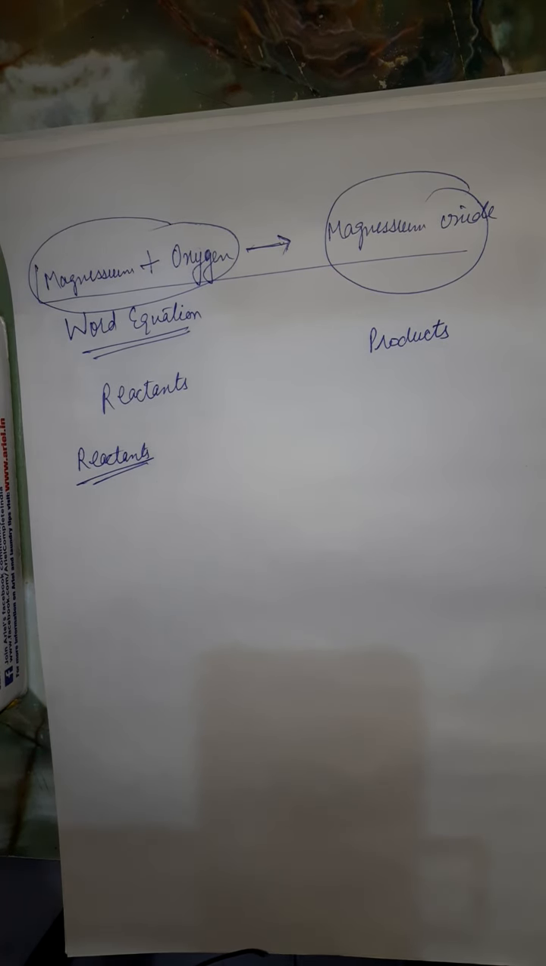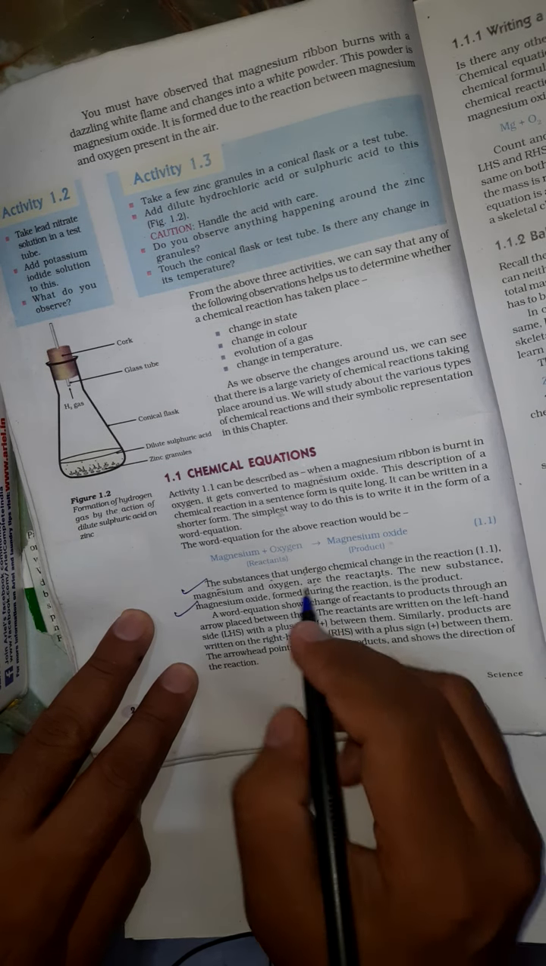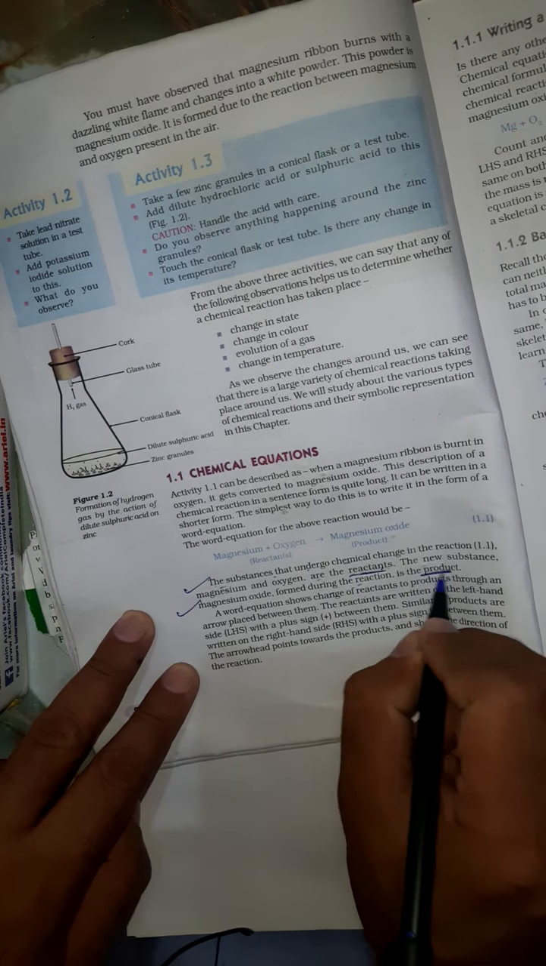The substances that undergo chemical change in a reaction are called reactants, for example magnesium and oxygen in this reaction. The new substances formed during the reaction are called products. You may underline this in your book also. Here the definitions are given in this paragraph, the definition for reactants and the definition for products. Okay, next.